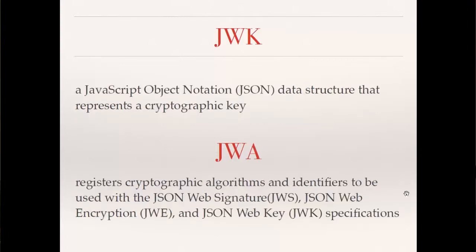Accompanying this are two other standards. One is how you represent cryptographic keys, and you saw reference to that before. The provider sends you a link to where it has its keys, and those keys are represented as a JWKS structure. And then you have registered algorithms and identifiers to be used in this context in the JWA specification. I'm not going to go any deeper than this. This is a talk by itself.